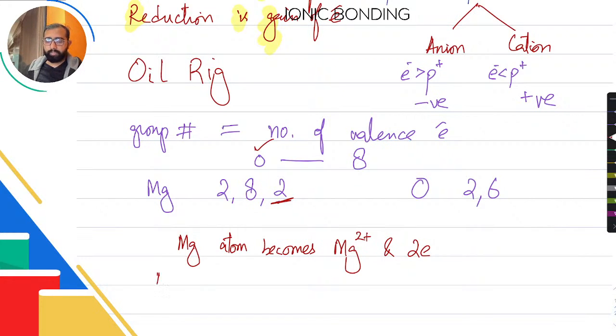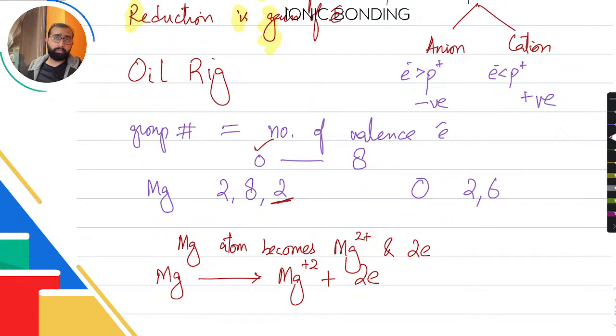So magnesium is just the Mg atom, and the word becomes is now an arrow. Magnesium positive 2, I can write it as positive 2 or 2 positive, it's the same thing. And I have a plus, 2 electrons. So basically the magnesium atom was whole and now it is separated into a magnesium ion and 2 electrons. Where do those 2 electrons go? Metals have metallic bonding, they already lose electrons. Where do those electrons go?